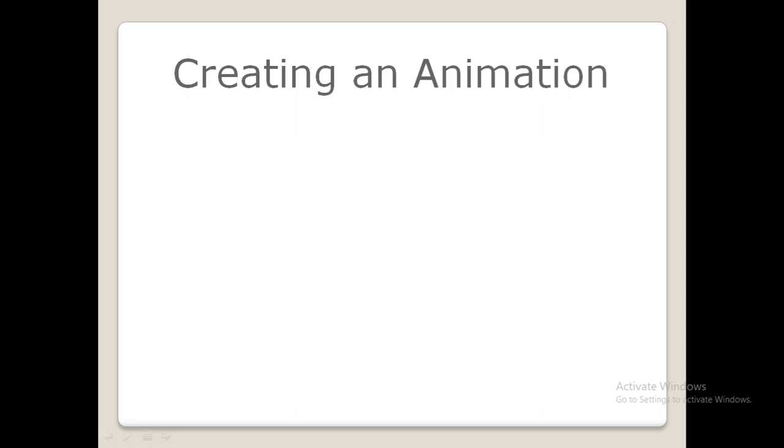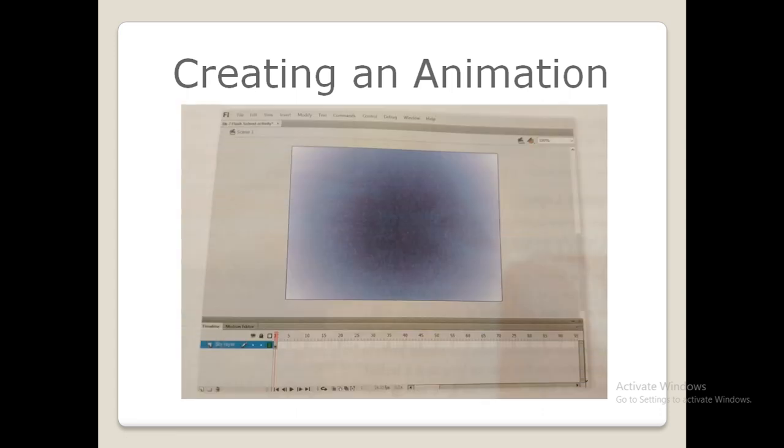So for this, you have to first open a new Flash document and create a layer 1 and give the name as sky layer. So we are taking layer 1 and renaming it as sky layer.